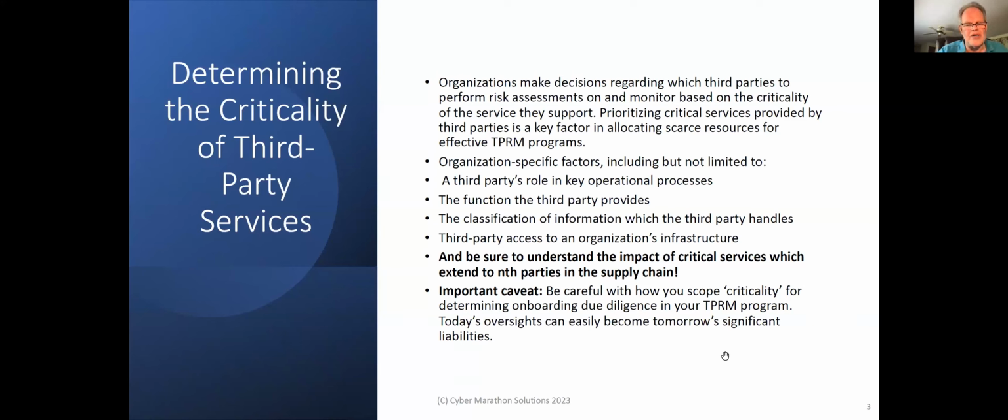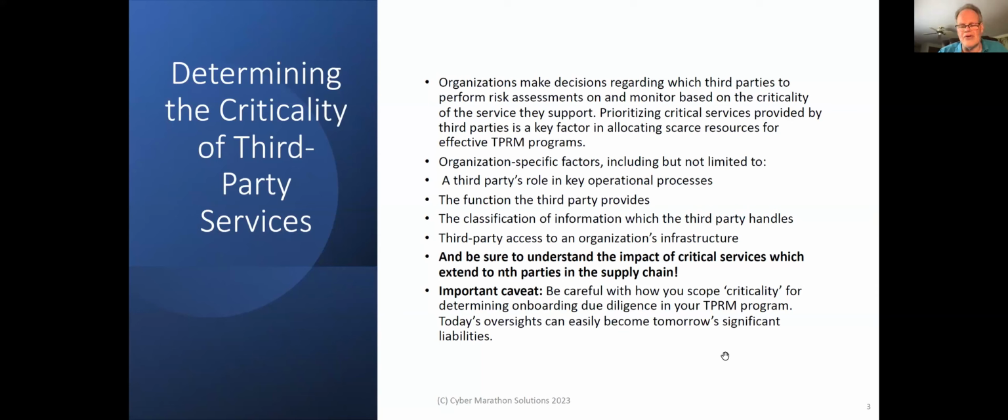And then also understanding beyond just your third party, for your fourth and fifth parties, if your third parties are using them, if they're granting access to your data or if they're granting access to your infrastructure. Now, how can you go about getting that information, and where might be a good place to start?